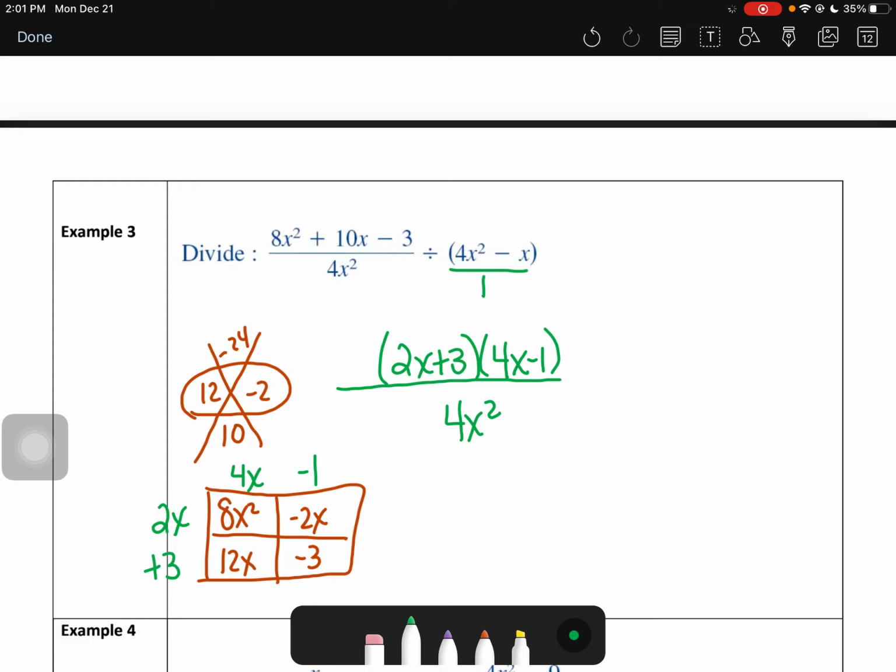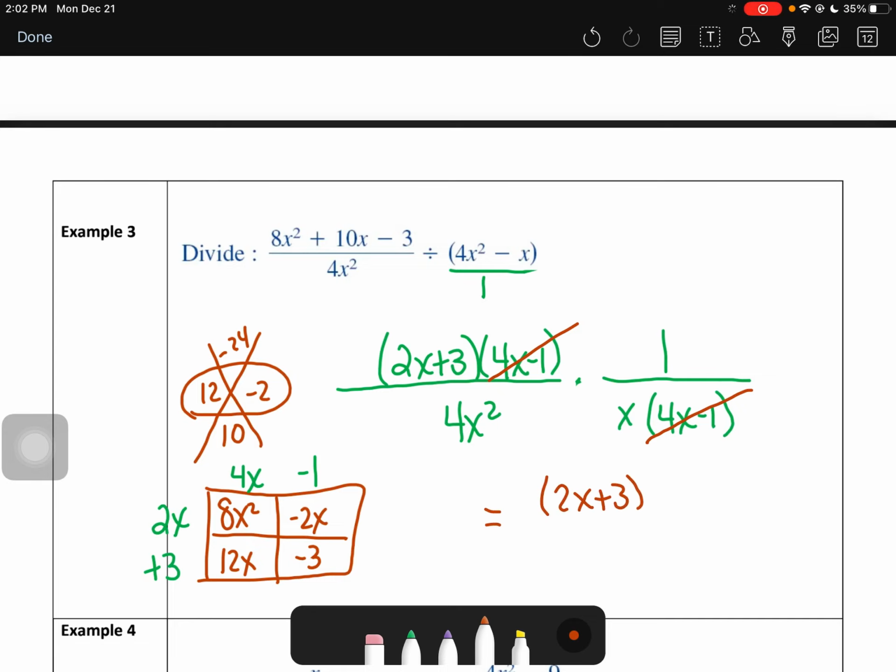Now, our denominator of this expression is 1, so we change it to multiply and we flip it over. And then when we factor, we're going to take out an x, and we would have 4x minus 1. Then we can simplify the 4x minus 1's. So our numerator will be 2x plus 3 times 1, which is 2x plus 3. And our denominator will be 4x cubed.